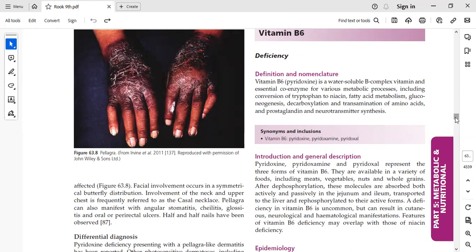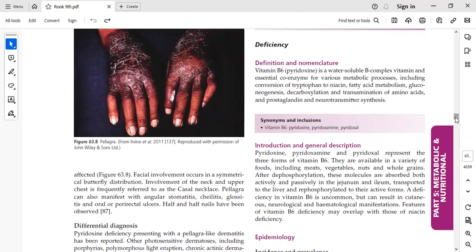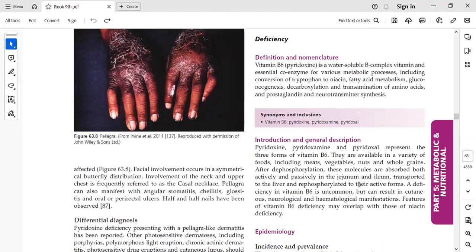It also acts as an essential coenzyme for fatty acid metabolism and in gluconeogenesis, in the decarboxylation and transamination of amino acids and prostaglandins, and in neurotransmitter synthesis. All these are very important functions that it's performing. Now, what are the dietary sources? The dietary sources of vitamin B6 include meats, vegetables, nuts, and whole grains.